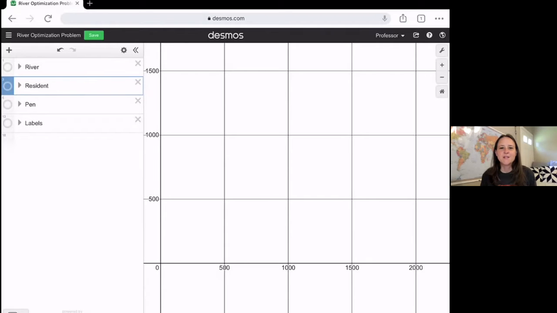Section 4.7 today on applied optimization problems. And these problems are sort of the natural applications that fall out from these maximum and minimum problems that we've been working on for the past few sections. There are lots of reasons why we might want to find the max or min of a function.